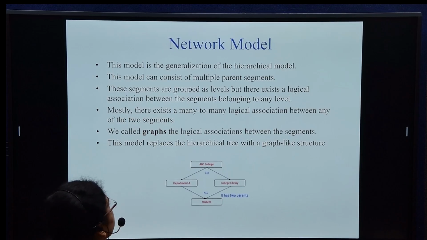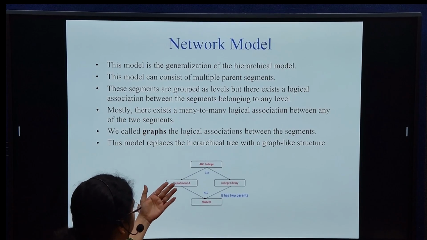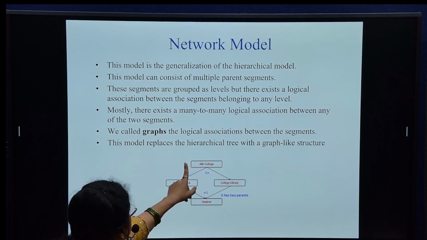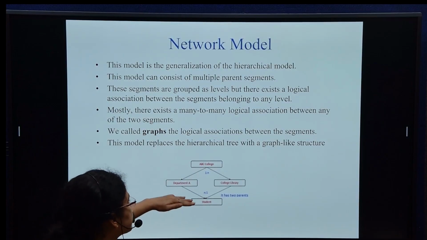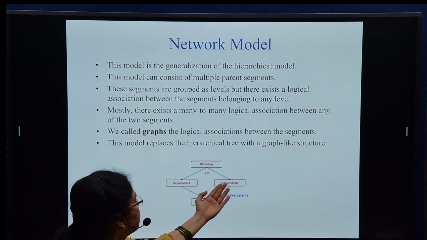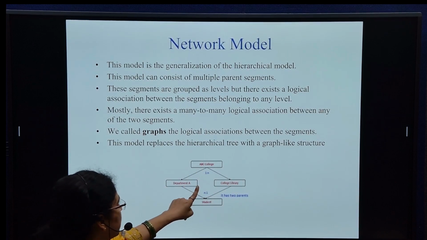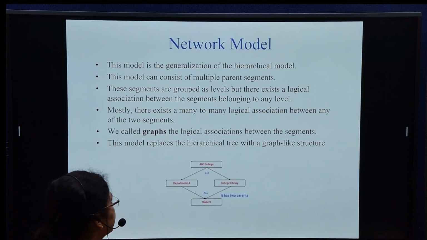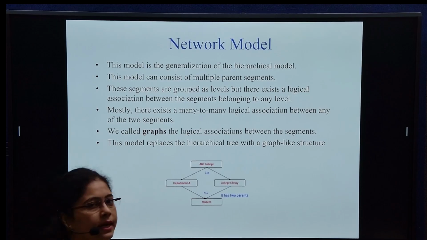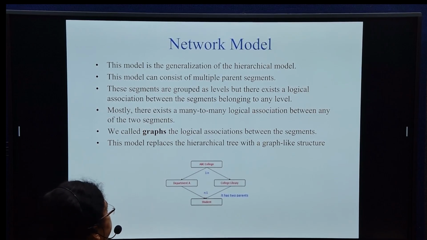Next is the network model. This model is an extension of the hierarchical model. It can consist of multiple parent segments. These segments are grouped as levels, but there exists a logical association between the segments belonging to any level. There exist one to many logical associations between the segments. We call it a graph, the logical association between the segments. This model replaces the hierarchical tree structure with a graph-like structure.